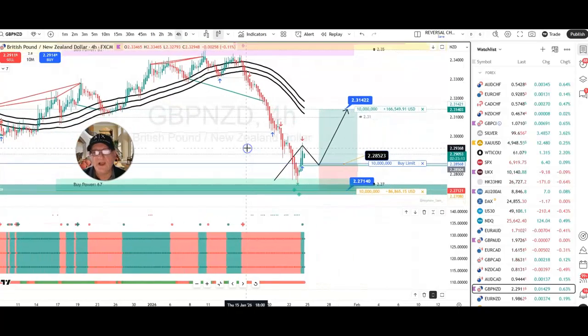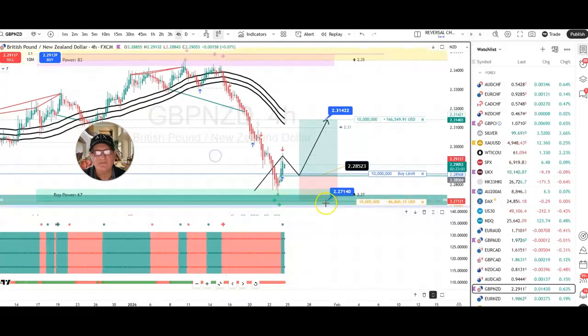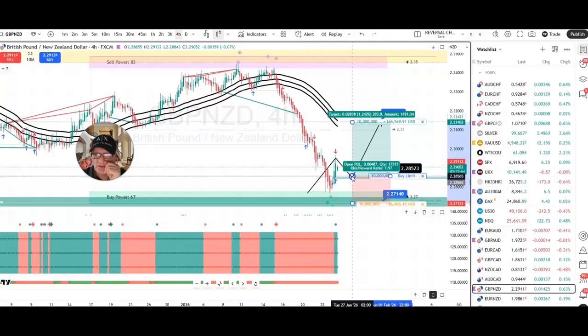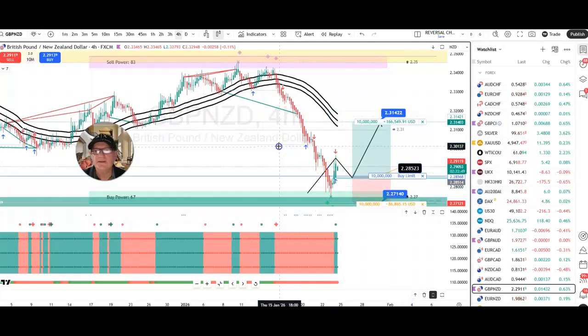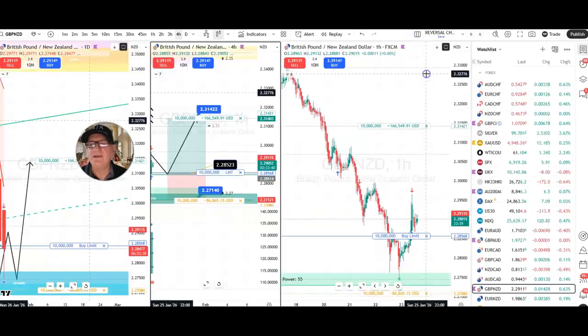Right, okay. This is the pound New Zealand. Keep an eye on this one, because this is interesting. We have divergence. We have a buy power of 67. And I've gone for a pullback on this one because we have change of character. But I do expect a pullback into maybe Monday into this kind of figure here, 22850. So if it triggers it, then fine. If it doesn't, it doesn't. But we do have a change of character, I believe.